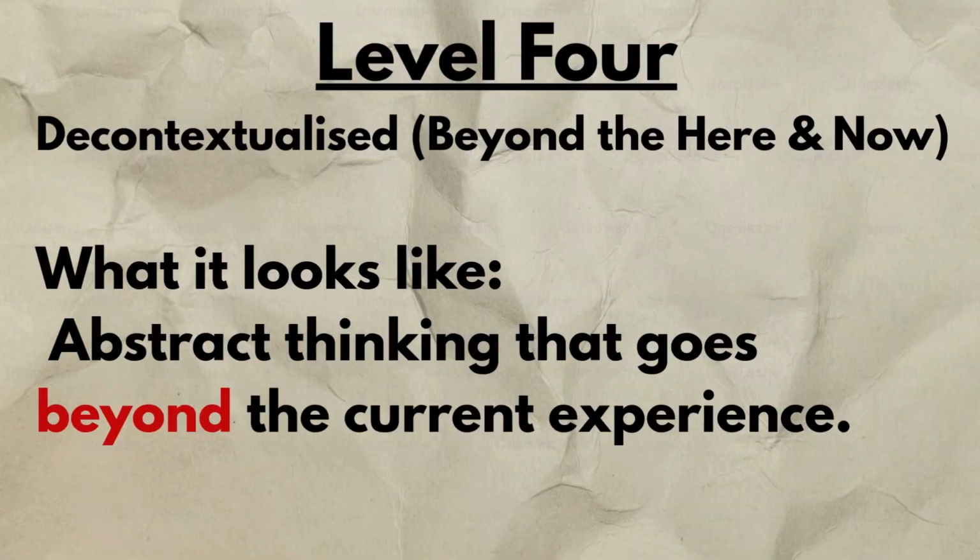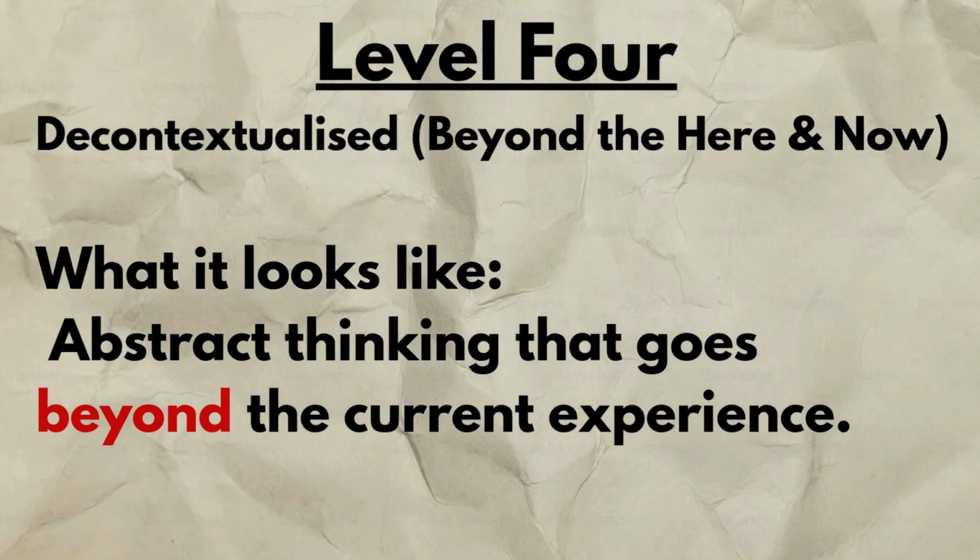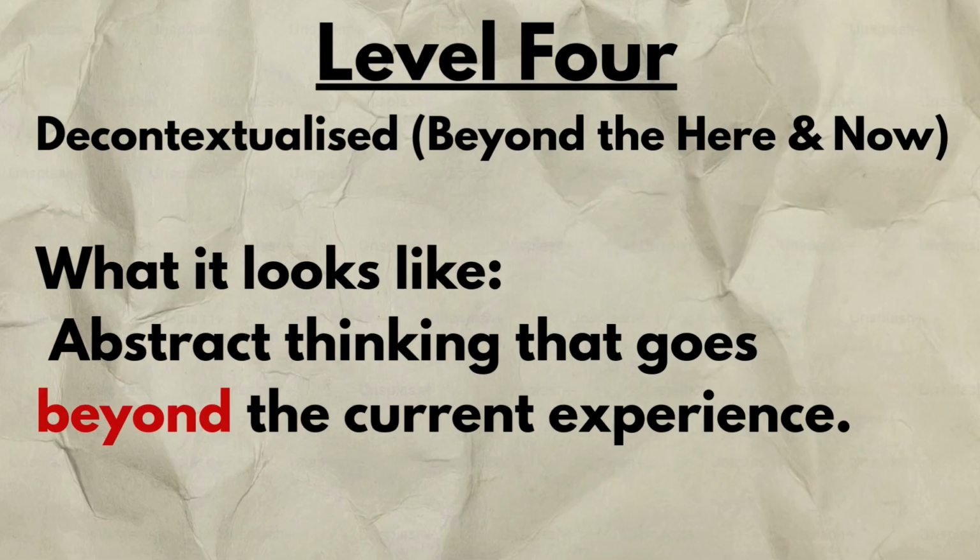And number 4 is beyond the here and now. These are your hypotheses. These are questions that sometimes don't even have right or wrong answers. They're there for the children to extend their thinking. So sometimes I might even say, what's going to happen on the next page before I turn it? Just so children can start thinking about what they think might happen. Predicting, explaining, problem solving, imagining. These are all the skills that come into level 4 questioning.